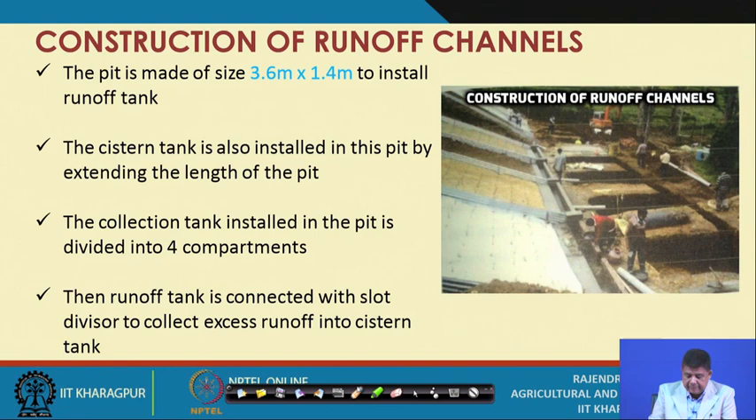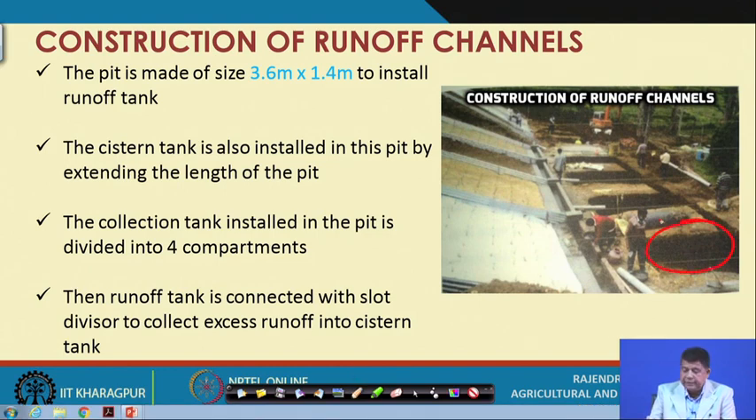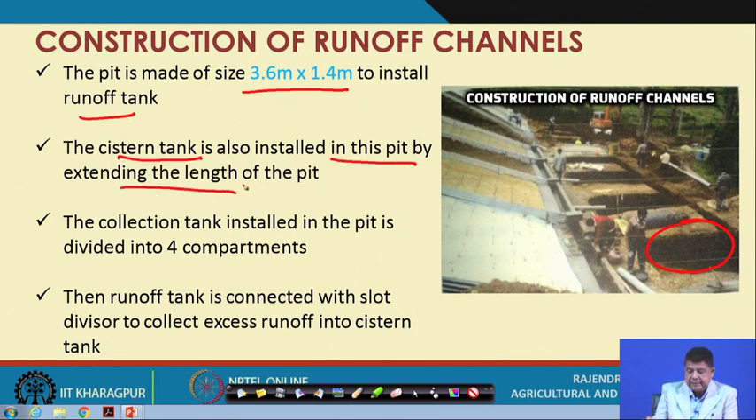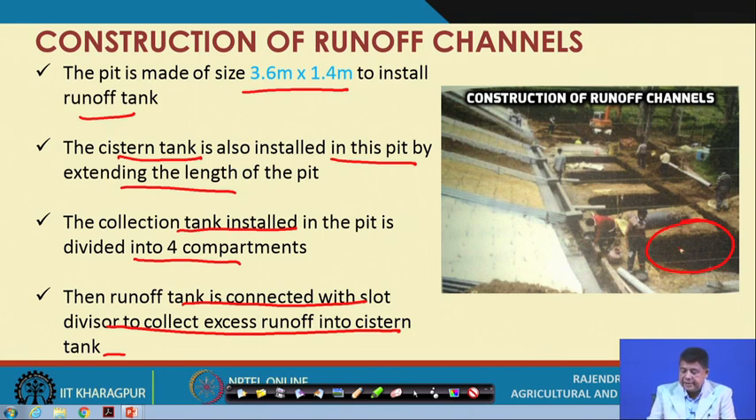And then we have to create these pits here, as you can see, of varying sizes, typically 3.6 meters by 1.4 meters, to install the runoff tank, and of course, the cistern tank is also installed in this pit by extending the length if required. The pit is divided into four components, as we have seen, and the runoff tank is connected with the slot divisor to collect excess runoff into the cistern. So, from these plots the multi-slot divisor is put here, and then the runoff is collected into tanks.